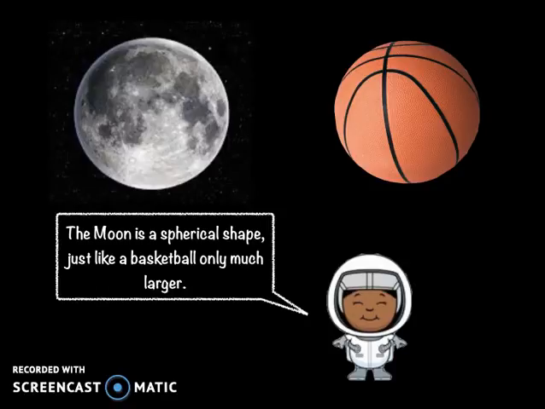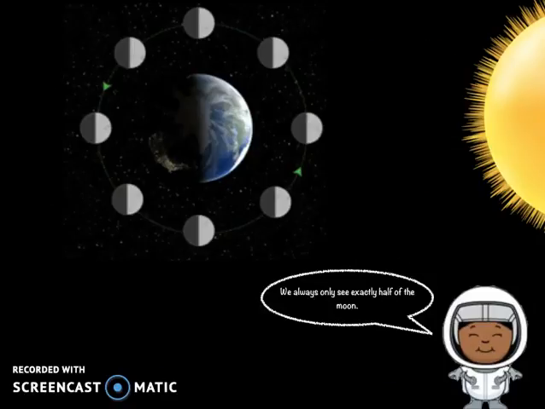The moon has a spherical shape, much like a basketball, only much, much larger, of course. Although it doesn't always look that way to us, we always see exactly half of the moon. Sometimes the half is lit up by the sun and we see it, and at other times it isn't lit by the sun at all and we can't see anything. Most of the time, the part of the moon that we see is partially lit by the sun and partially shadowed. The moon looks different to us depending on its location in orbit.